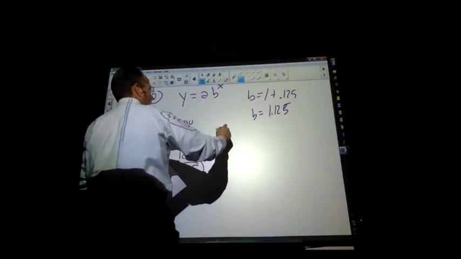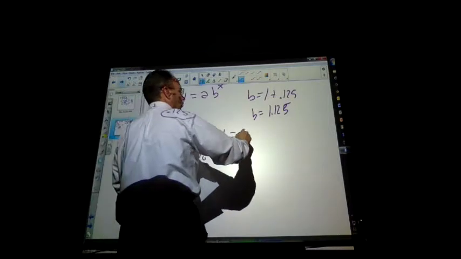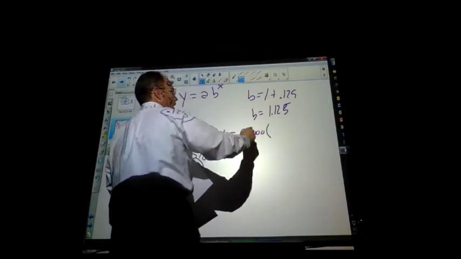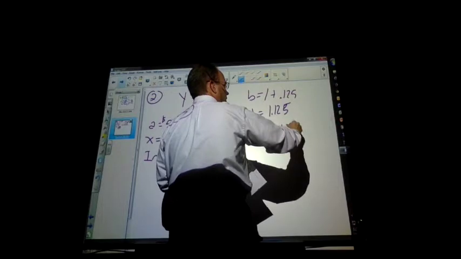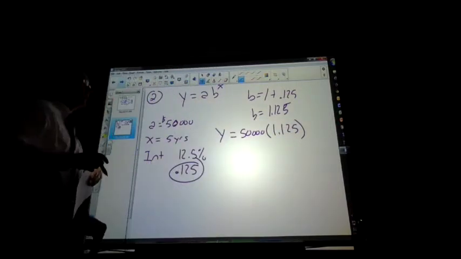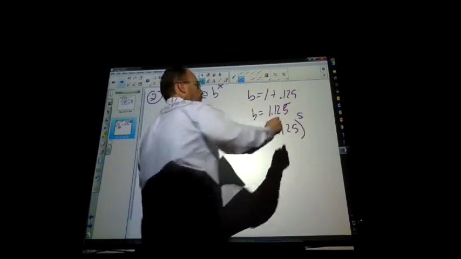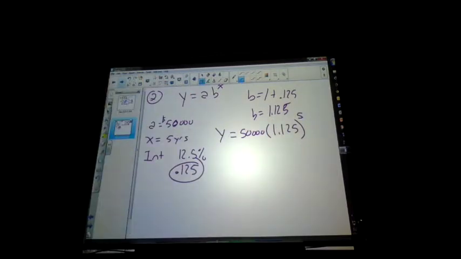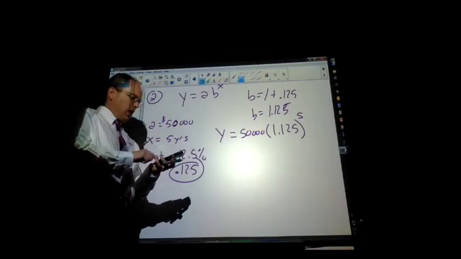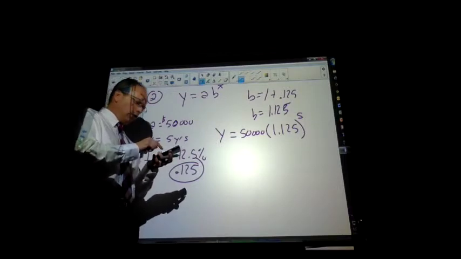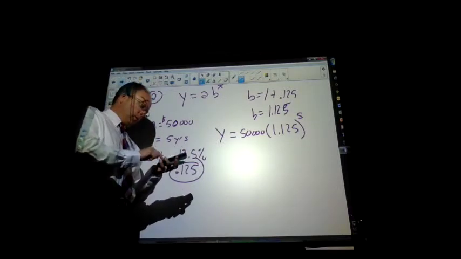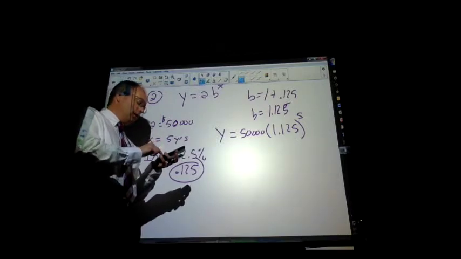And we're going to do this. So I get Y is equal to A, $50,000, times 1.125, and we're going to raise it to 5 years. Any idea how much this will be about, you think? Anyone think it's going to be like 55,000, 60,000, 100,000? Order of operations says do the exponent first, so 1.125 raised to the 5th power times 50,000.